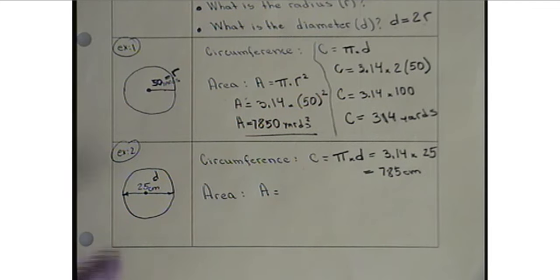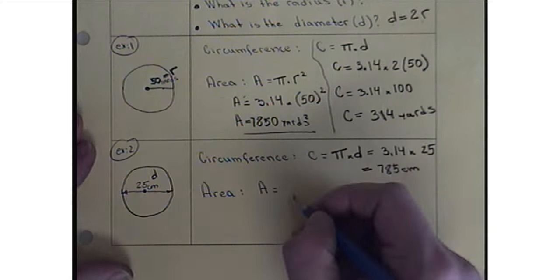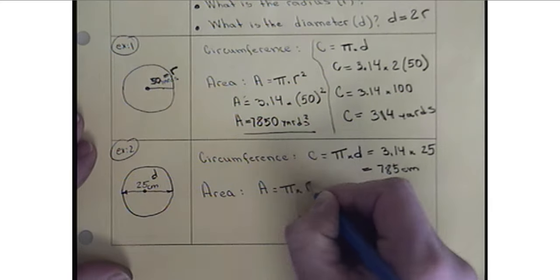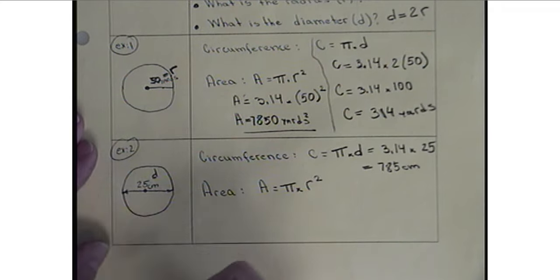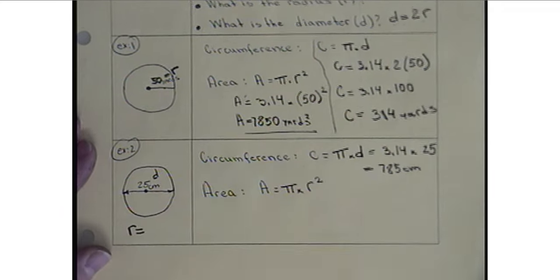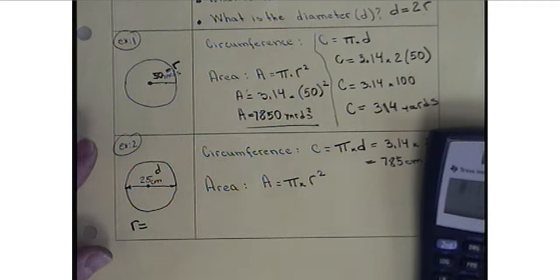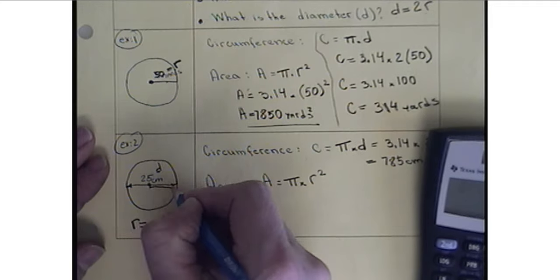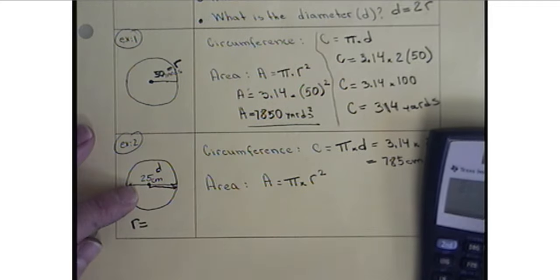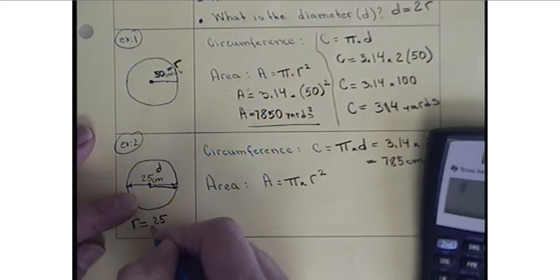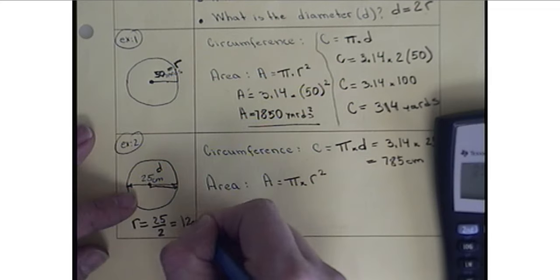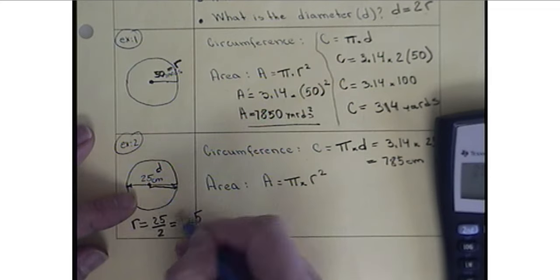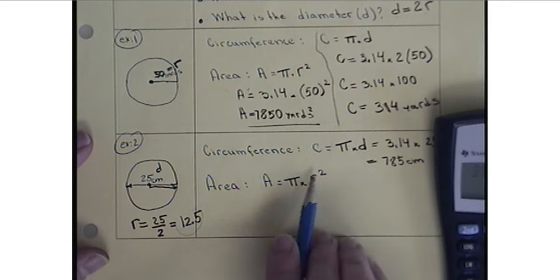Now let's take a look at the area. Area is pi times r to the second. If you have 25 centimeters for diameter, what will r be equal to? Half of this. So the radius will be half of this, right? So how do we calculate? We divide 25 by 2. 25 divided by 2 is 12.5. So this is the radius, and we're going to substitute this number over here.